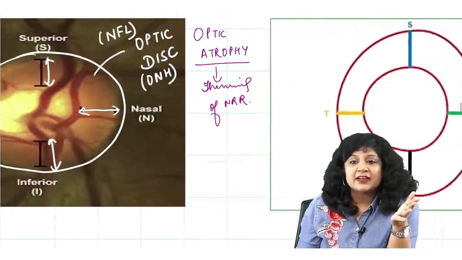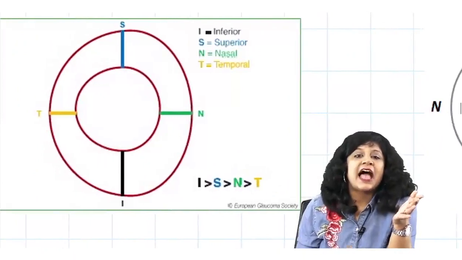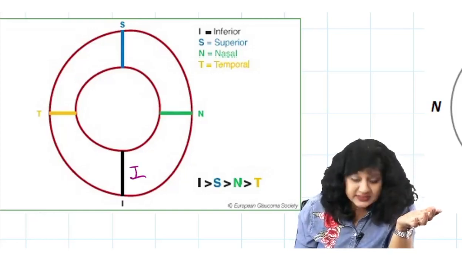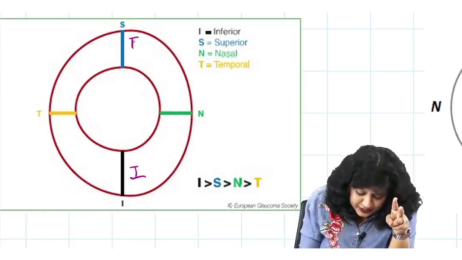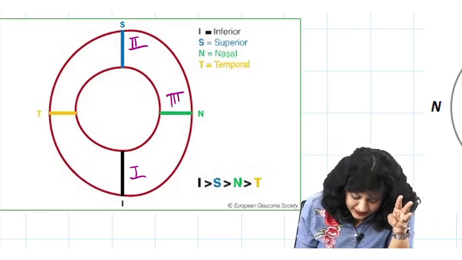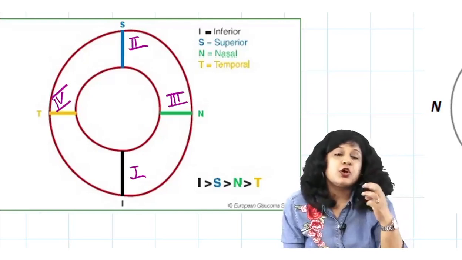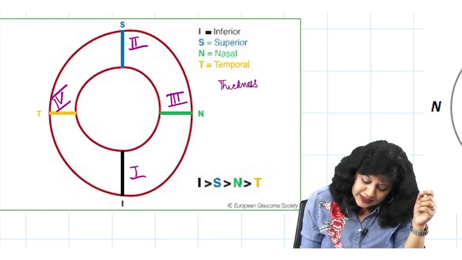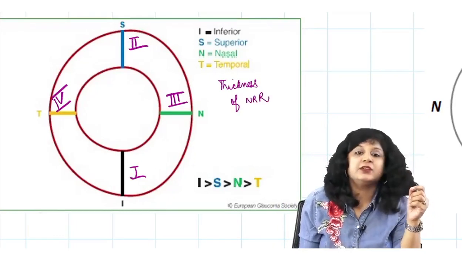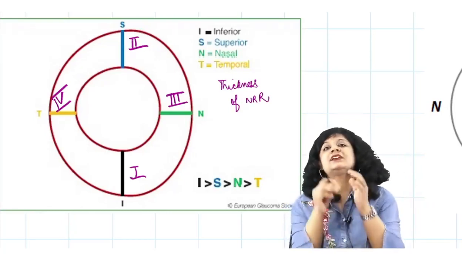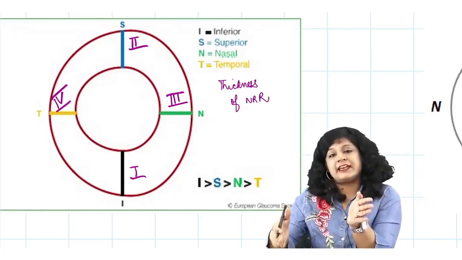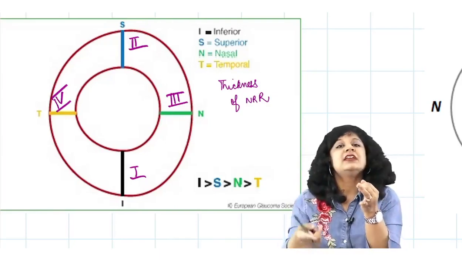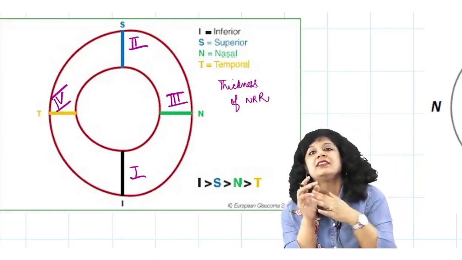What is there? It actually follows what is called the ISNT rule. The ISNT rule says that this is actually thickest. This is number 1. Next to it is the superior, then third is the nasal, and fourth is the temporal. This is the ISNT rule, the thickness. If I talk about the thickness of the neuroretinal rim, then it goes in this order. Normally the optic disc has this kind of thickness: maximum in the inferior quadrant, then in the superior quadrant, then in the nasal quadrant, and then in the temporal one.